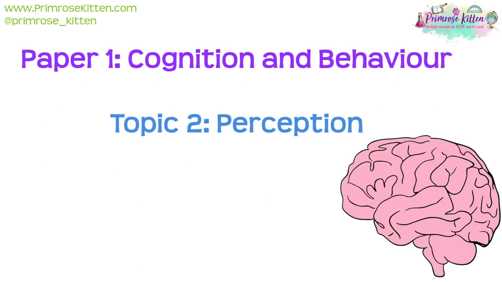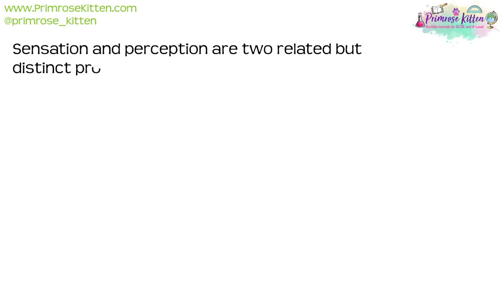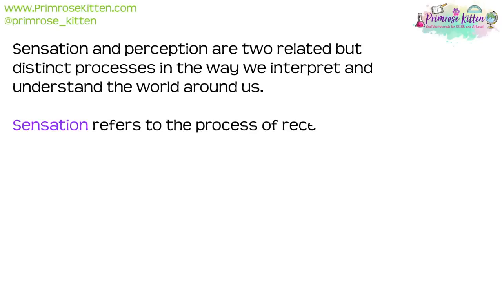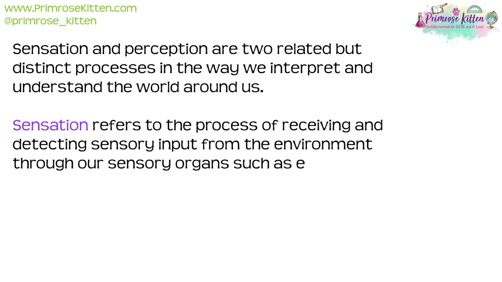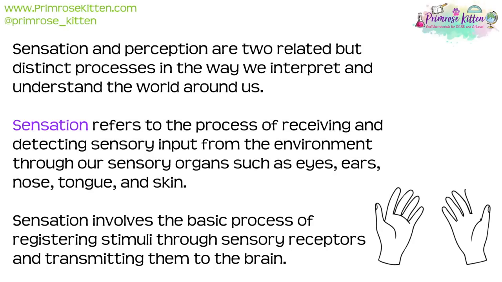Topic 2, perception. Sensation and perception. Sensation and perception are two related but distinct processes in the way we interpret and understand the world around us. Sensation refers to the process of receiving and detecting sensory input from the environment through our sensory organs, such as eyes, ears, nose, tongue, and skin. Sensation involves the basic process of registering stimuli through sensory receptors and transmitting them to the brain.